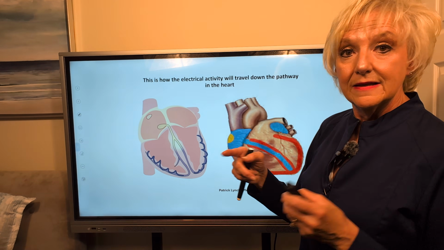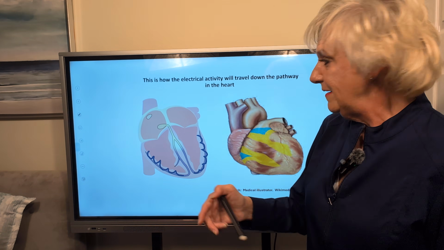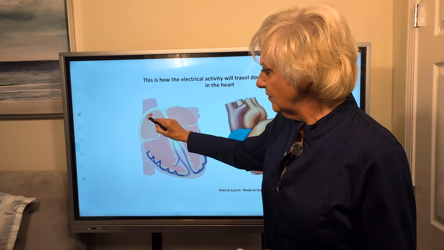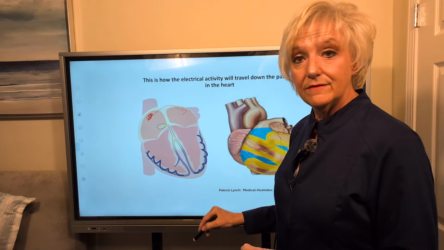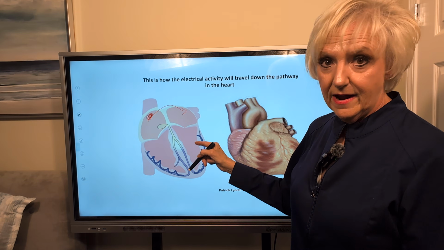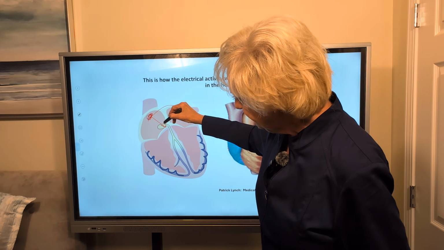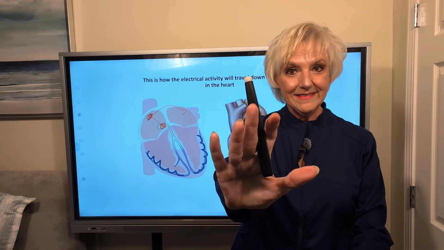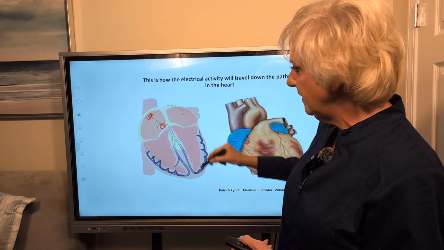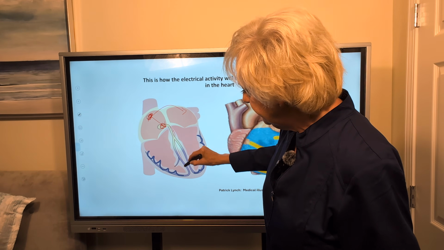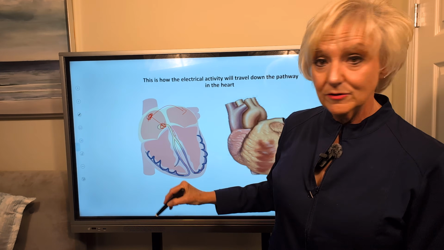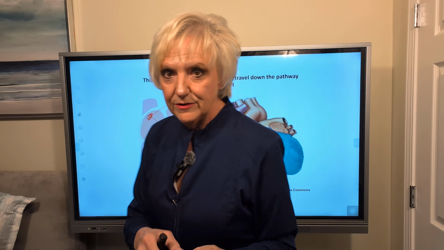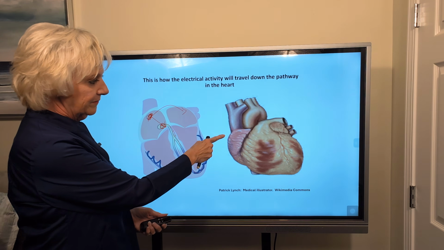So let's just recap how it's going to go. The SA node takes the electrolytes that are in the right atrium, shoots them over to the left atrium, and the atria will contract. We'll send the electrical impulse down to the AV node, hold it, let the blood get down there, then send the electricity on down the pathway, down the bundle of His, down the right bundle branch, down the left bundle branch, and so forth to the Purkinje fibers. And when we do that, here's what we will see.